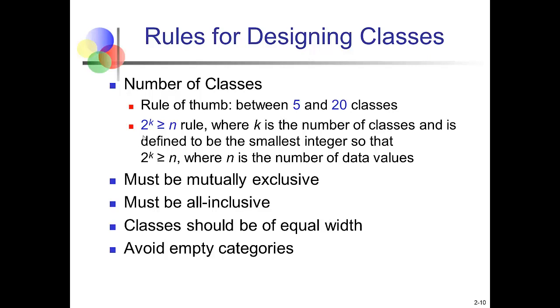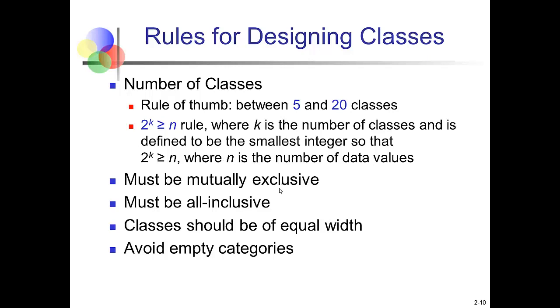The book provides you this rule: 2 to the k must be greater than or equal to n. N is our sample size, how many data points we're actually looking at. K is going to be the number of classes that we're breaking our data into. So 2 to the number of classes needs to be greater than or equal to the sample size. And I'll show you exactly how to do that in an example here in just a moment.